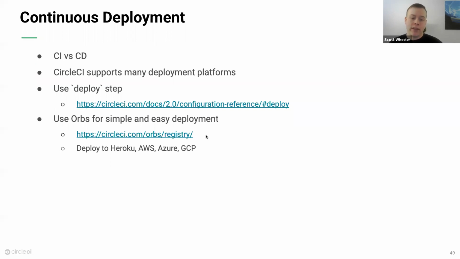There's a couple different ways that you can deploy on CircleCI, using the deploy step or using Orbs. We have an Orb for almost any cloud provider that you'd want to deploy to: Heroku, AWS, Azure, GCP. Pretty much all of them are supported.